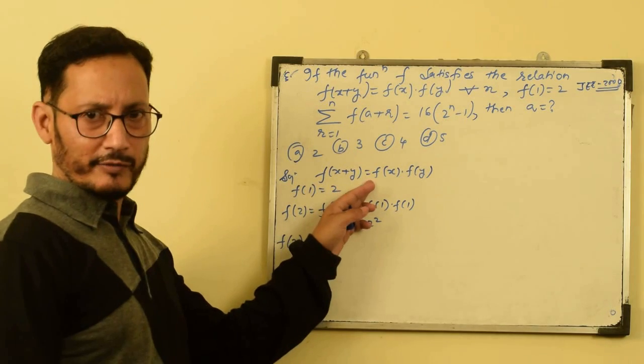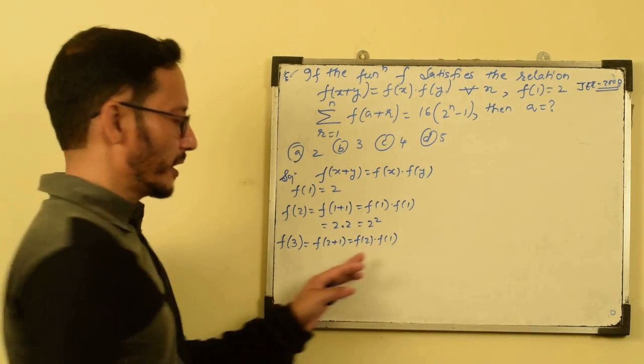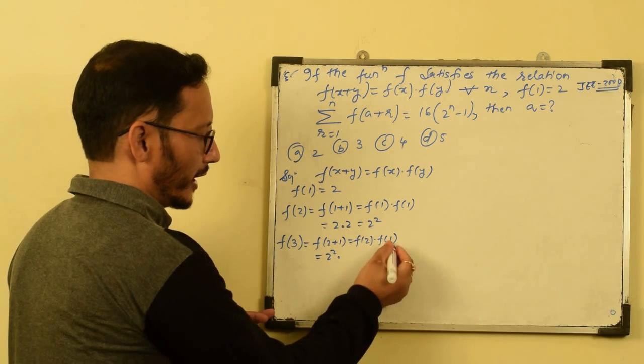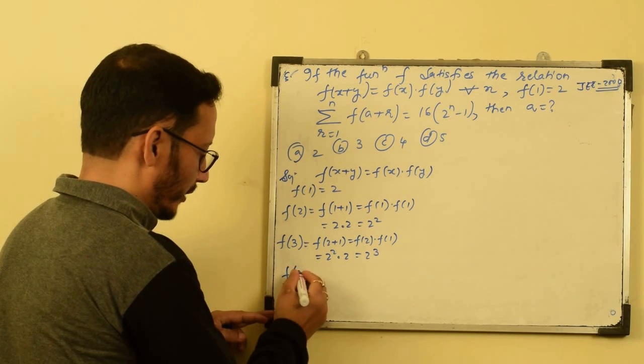So with the help of this relation, can we write f of 2 in terms of f of 1? Yes. What is the value of f of 2? f of 2 is equal to 2 square into f of 1, which is 2. So I am getting 2 cube. So can you find out f of 4?